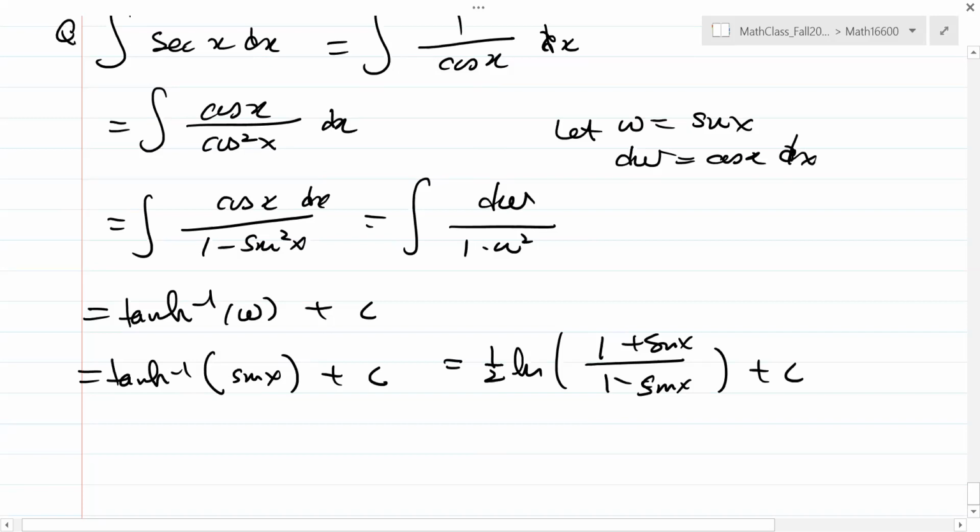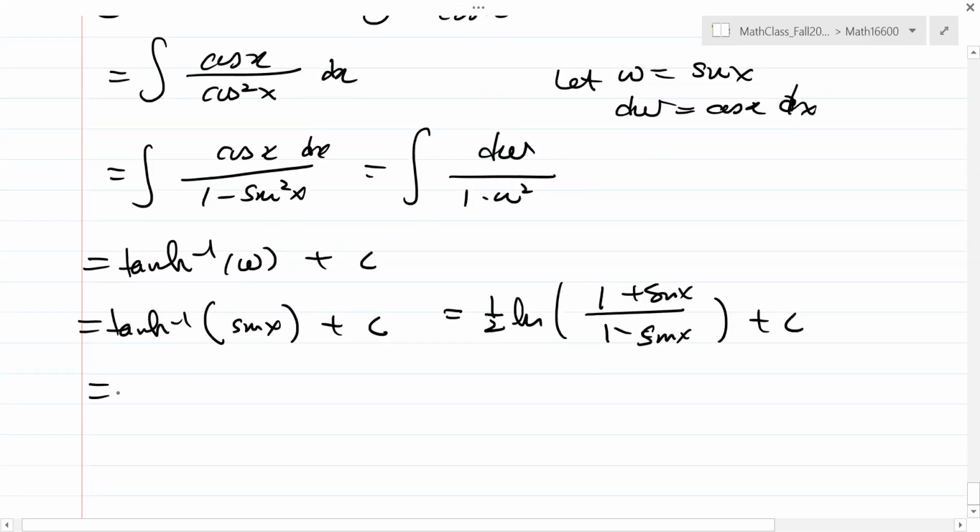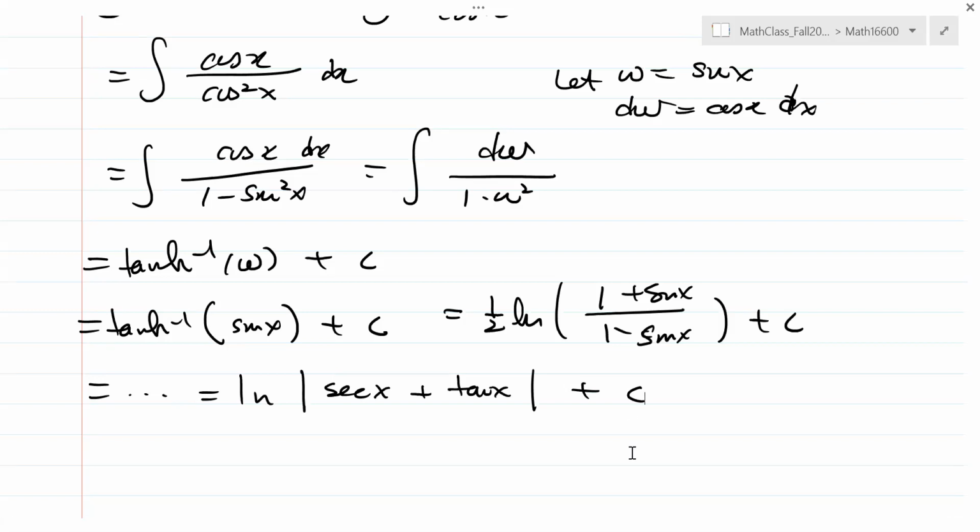But the answer can be modified, can continue to be modified. And finally, you can also express it in the form of the natural log of the absolute value of secant x plus tangent x, plus a constant. How do we do that? I'm not going to tell you. I just say just modify, and then you get so many different forms.